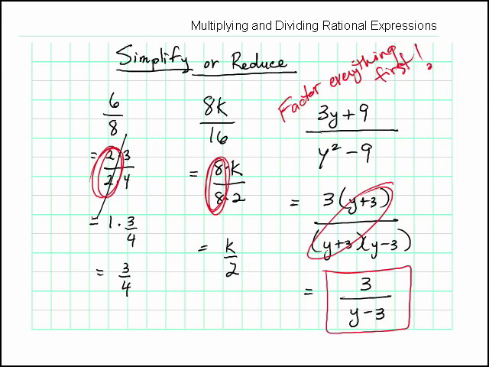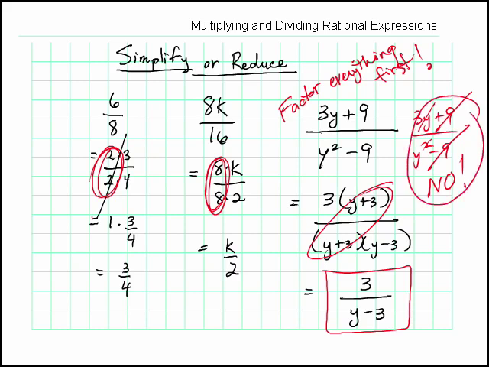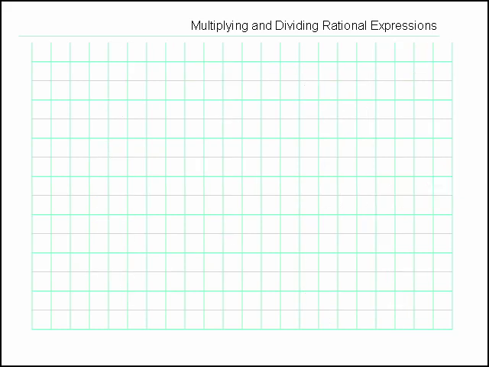Okay, it is wrong to do this. You cannot just cross out 9s and maybe cross out a y like that. That's a big no. Don't do that. That's completely wrong. You must factor everything first. Let's look at a couple more examples.